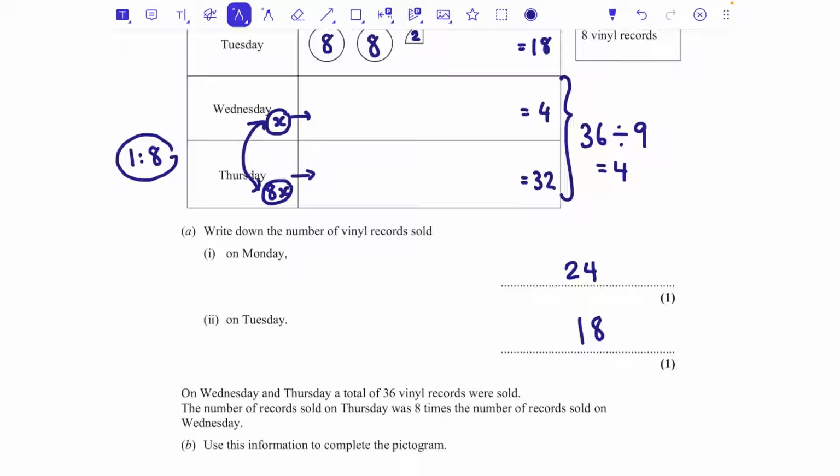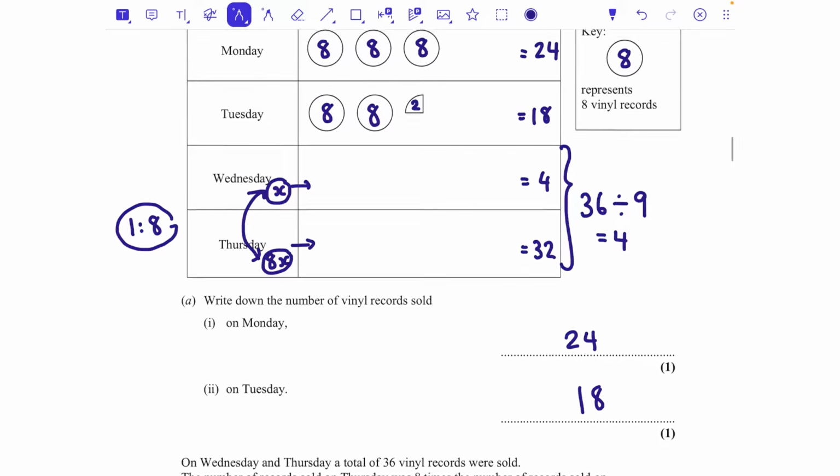So if you ever get something that is 8 times bigger than something, then you're actually dividing by 9. If I said Thursday was 5 times bigger than Wednesday, you'd be dividing by 6. So you just need to include that 1 when you're dividing. Okay, now we've got to draw it. So we've got to complete the pictogram.